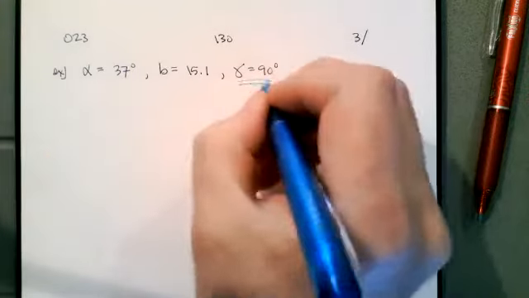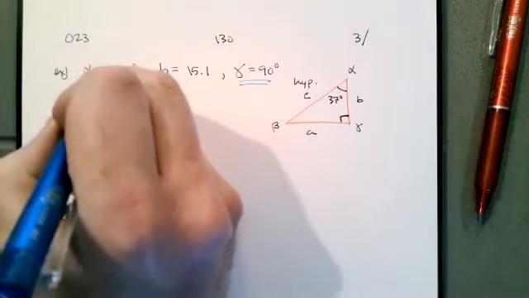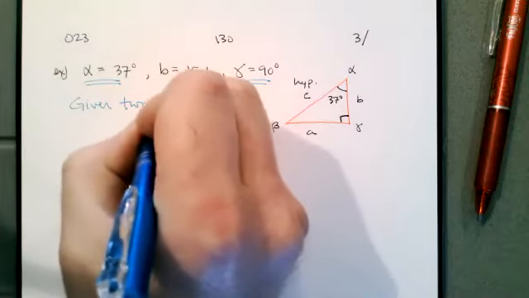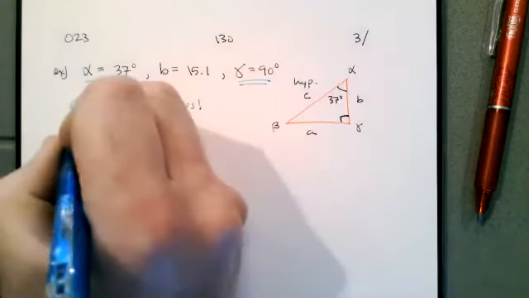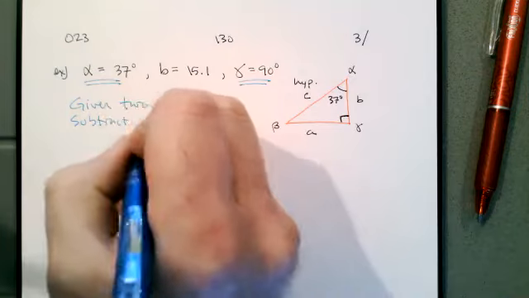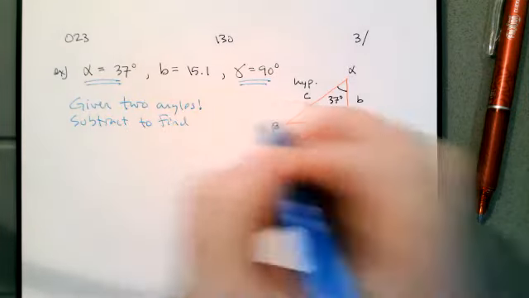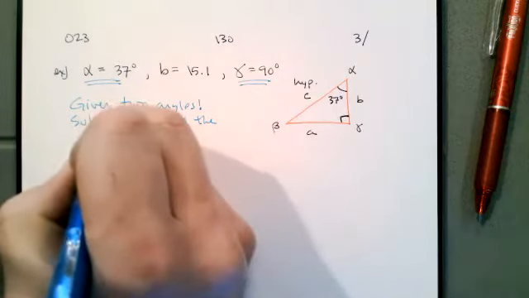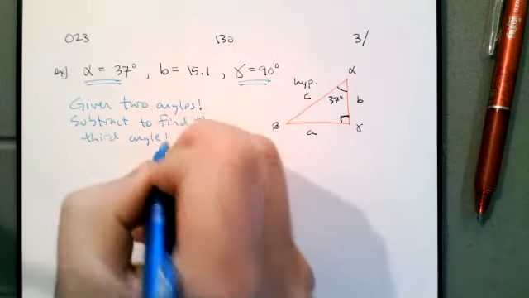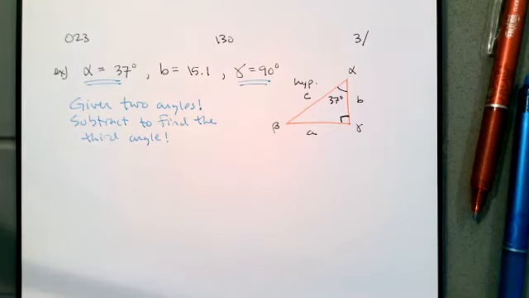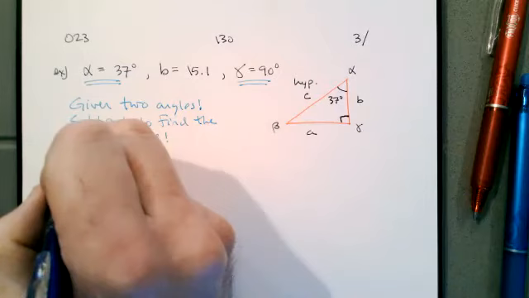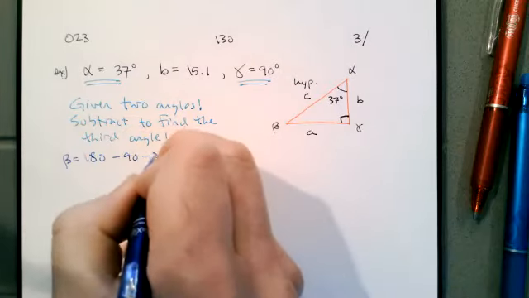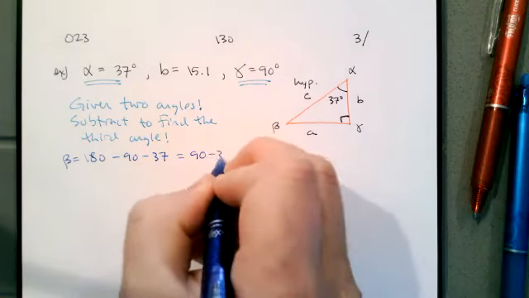I immediately want to subtract to find the third angle. So here, we're given two angles. So we subtract to find the third. I'm going to put exclamation points to say, there's two angles. We should immediately do this. So we'll take the 180 minus 90. So beta, the angle that's missing, is 180 minus 90 minus 37. So that's the 90 minus 37.